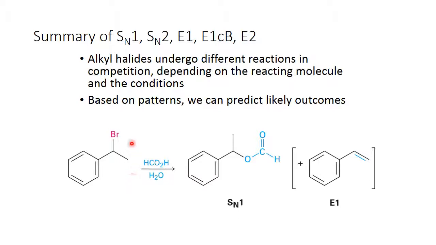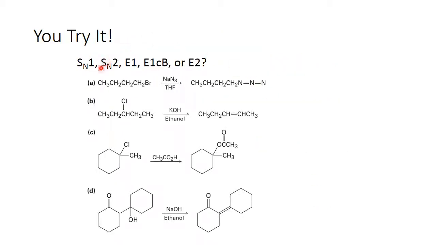So here's an example. This is a secondary carbon, and we've got protic solvent. What's going to happen? Because it's protic, we're going to get an SN1 reaction. Can there be some E1? Yes, but it's usually only when there's heat involved. So you go ahead and try it on all of these. Figure out, is it SN1, SN2, E1, E1cB, or E2?